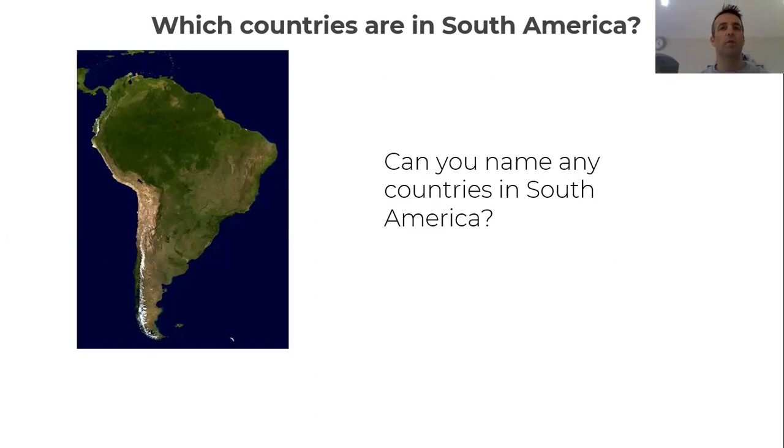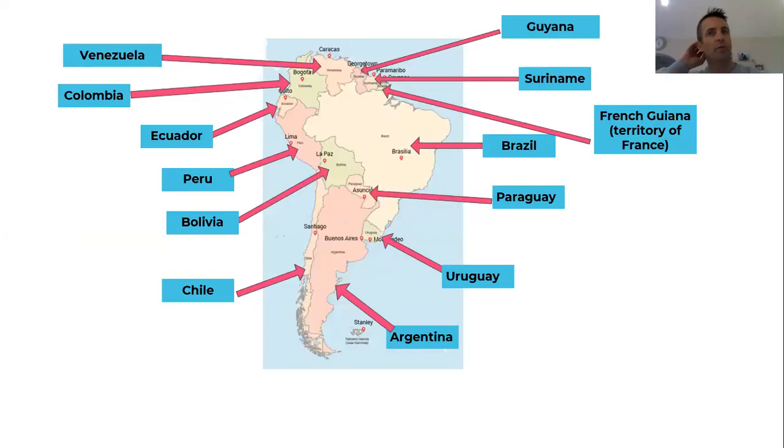Okay, let's see how well you managed to remember those different countries in South America. So here's our map of South America with all of those countries. So we've got Venezuela, Colombia, Ecuador, Peru, Bolivia, Chile, Argentina, Uruguay, Paraguay, Brazil, which is a country that we are focusing on, and French Guiana. Remember, that's just a territory of France. It's just a part of France, so it's not its own country. Suriname and Guyana. So well done if you got any of those. If you missed any and you want to pause the video, you can write down or say some of those now.